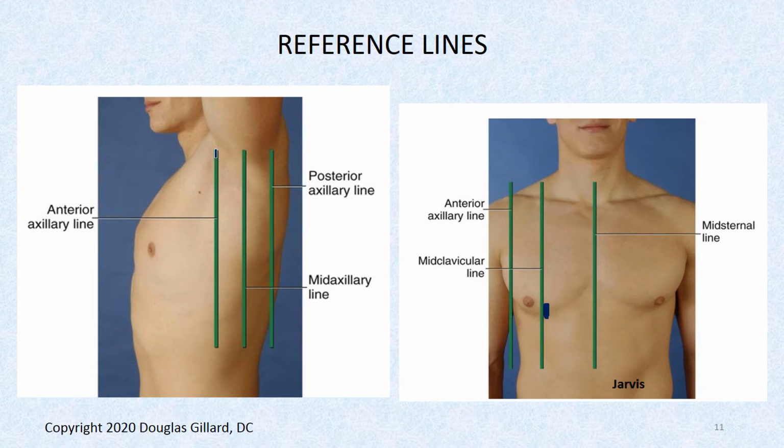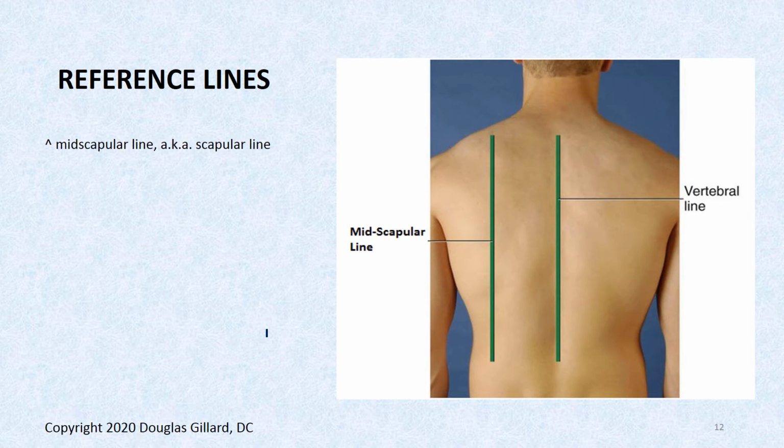Let's look at these axillary lines because we talked about this with Traube's space, right? There's the mid-clavicular, mid-axillary line. There's an anterior axillary line, which goes through almost the middle of Traube's space. Posterior axillary line, I don't use that for anything, but there it is anyway. And we have a mid-scapular line and a vertebral line.